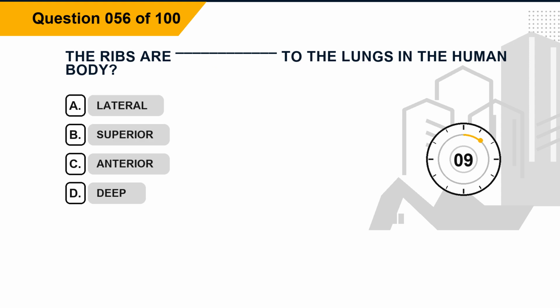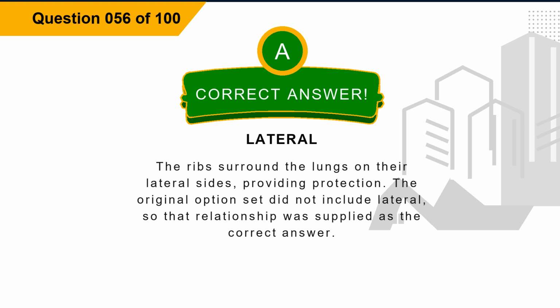Question 56. The ribs are blank to the lungs in the human body. Option A, lateral. Option B, superior. Option C, anterior. Option D, deep. The correct answer is option A, lateral. Explanation: the ribs surround the lungs on their lateral sides, providing protection. The original option set did not include lateral, so that relationship was supplied as the correct answer.